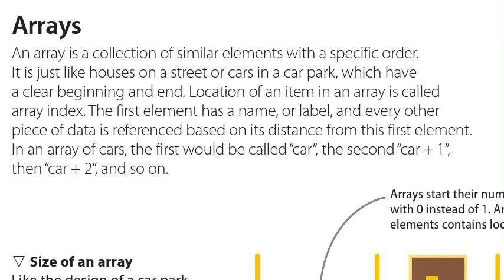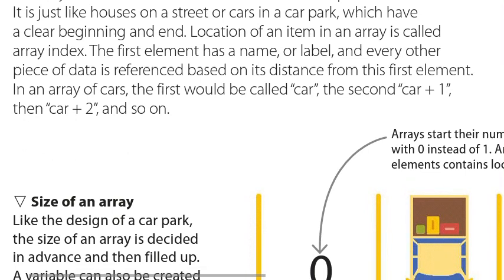In this video, we're gonna learn about arrays. An array is a collection of similar elements with a specific order. It is just like houses on a street or cars in a car park, which have a clear beginning and end. The location of an item in an array is called the array index.